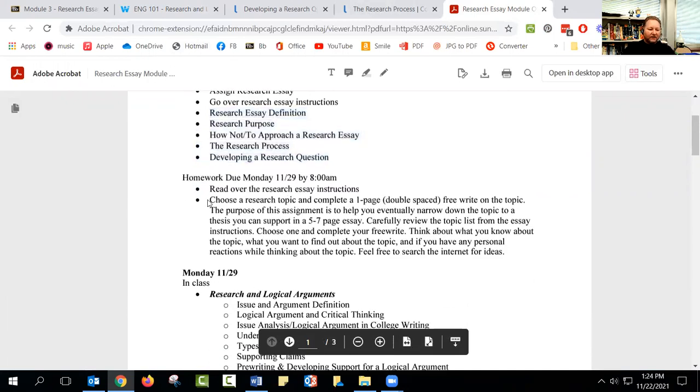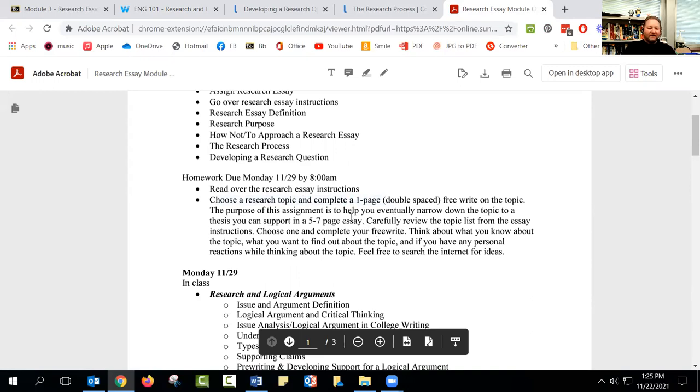So now what you're going to do, really read over the directions again. I can't stress this enough. Read the essay instructions on your own to make sure you fully understand what kind of essay it is and what you have to do for it. Then choose your topic and complete a one-page double-spaced free write on the topic.